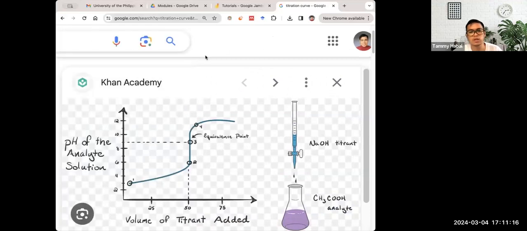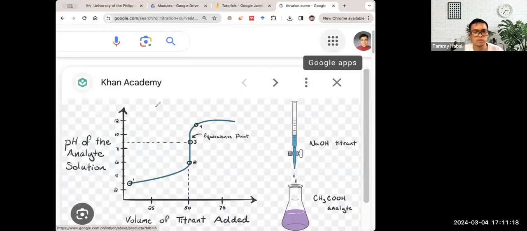So what's the equivalence point? The equivalence point is where you have an equal amount of your acid and your base.